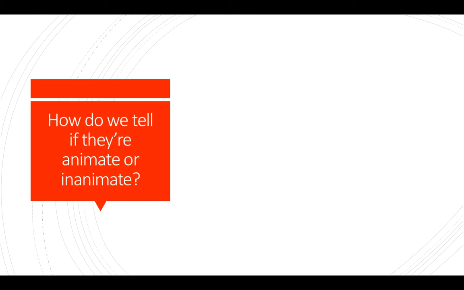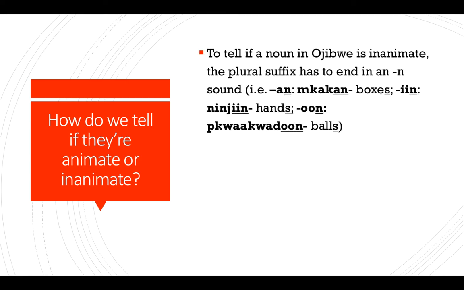So how do we tell if they're animate or inanimate? To tell if a noun in Ojibwe is inanimate, the plural suffix has to end in an N sound. For example, the AN suffix in mkakan for boxes, the IIN suffix for ninjiin, which means hands, and then OON for kwakwadon, which means balls.